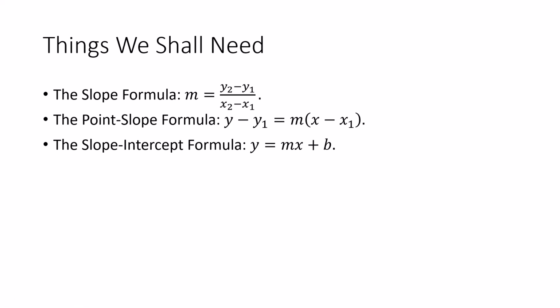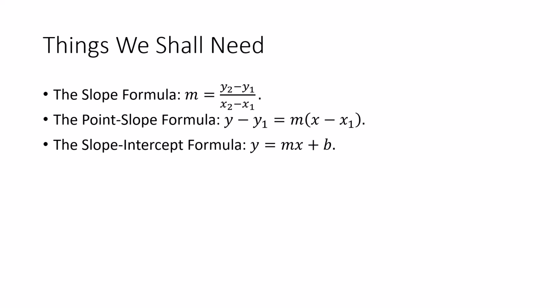The point slope formula, which is the y variable minus y1, is equal to the slope times the result of the x variable minus x1. We may also say y minus y1 equals the slope times the difference between x and x1.